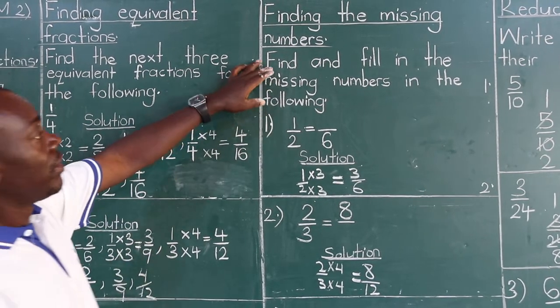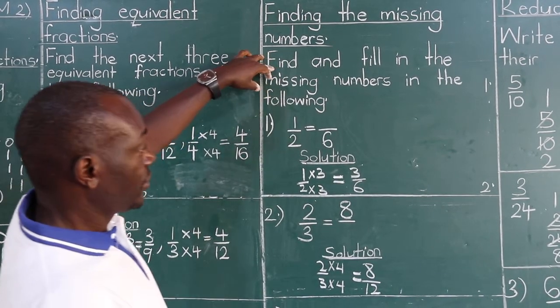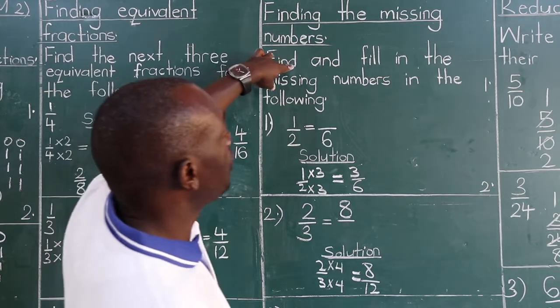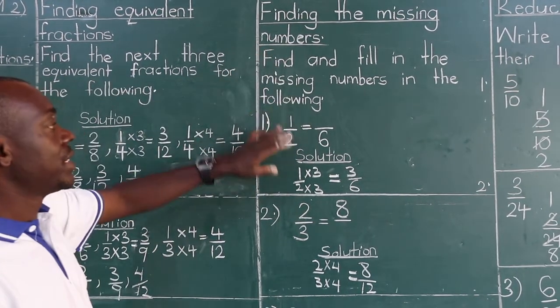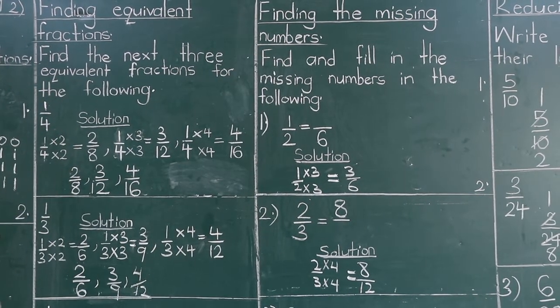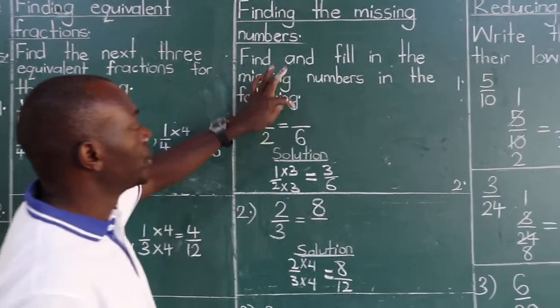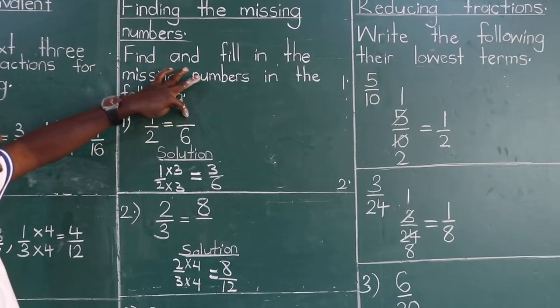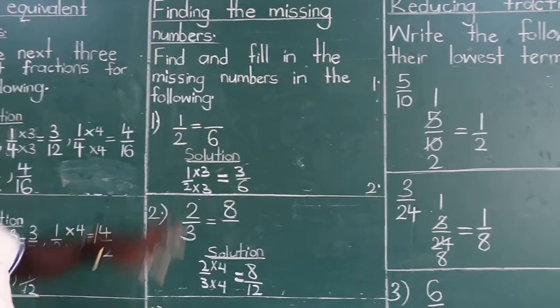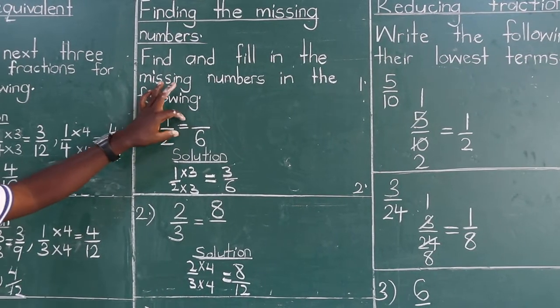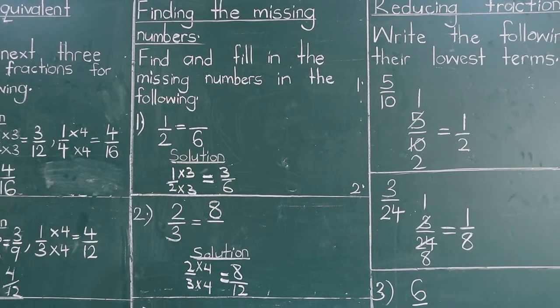So now the instructions say find and fill in the missing numbers in the following. The first example says a half is equivalent or equal to dash out of 6. A half is equivalent to dash out of 6.